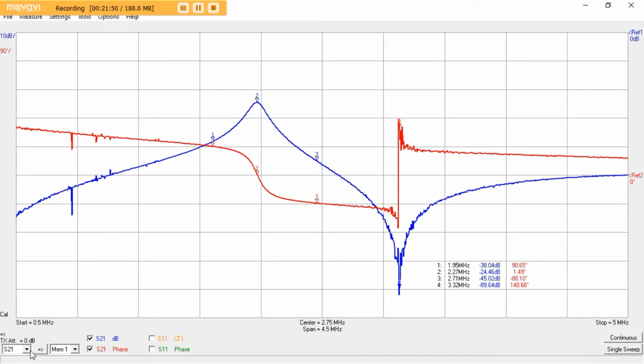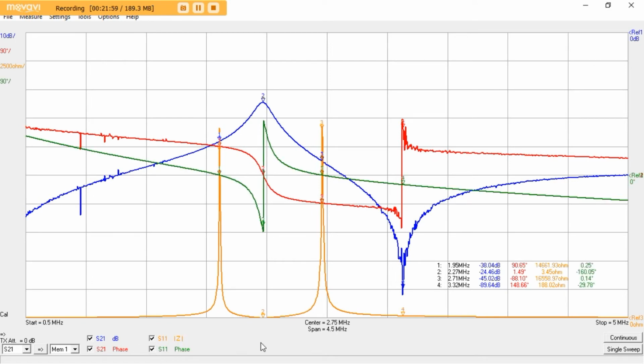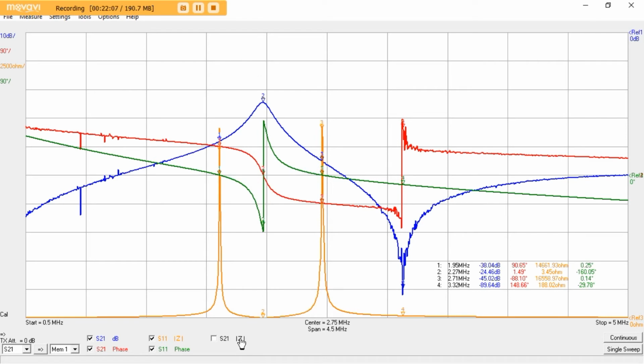So I'm going to copy S21 to memory 1. I'm going to add a trace on here. Let's turn those on. Let's add another trace. The memory 1, we're going to switch that to S21, and we'll measure that in decibels. Yeah, that's the black trace. So we can see how this is affected.